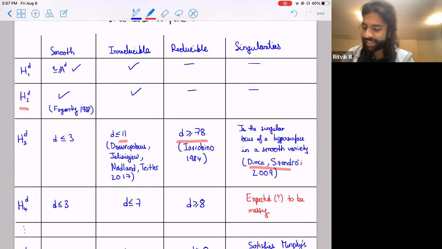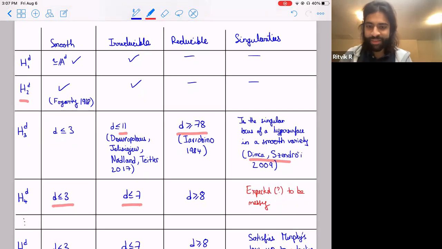Once again, it's smooth until 3 points, singular afterwards. It's irreducible until 7 points, but it's reducible starting at 8 points this time. So unlike the three-space case, you know exactly when it transitions from irreducibility to reducibility. Singularities, nothing precise is written, but it's expected, I believe, to be messy. In particular, there is no analogous statement as a degeneracy locus of some hypersurface.